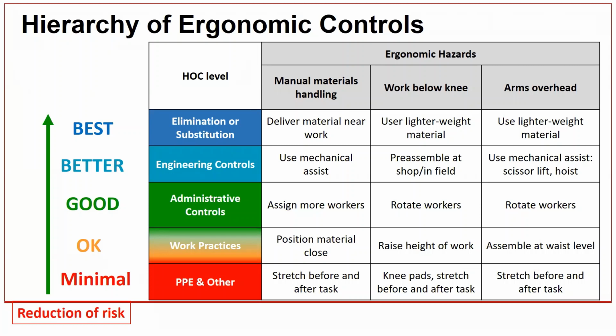If we look at the ergonomic hazard of manual material handling, an engineering control would be to use a mechanical assist. An administrative or scheduling control would be to assign more workers to the task. A work practice control would be to position the material as close as possible to where it will be installed. And an other control would be to stretch before and after the task. Remember to implement engineering controls over all other methods if possible at all times.